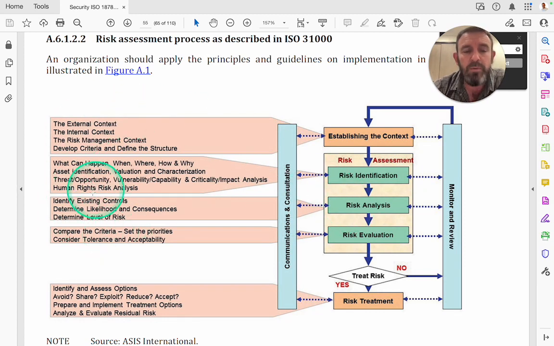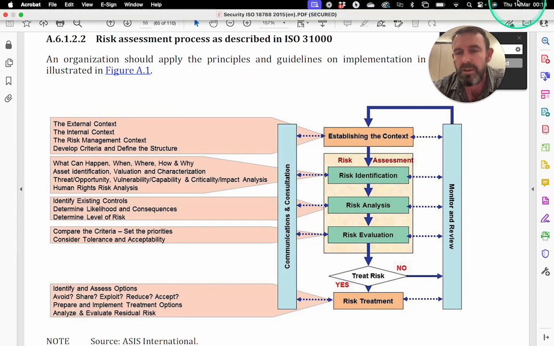Risk analysis: we're moving on to identify and determine the level of risk. Really important. Compare against the criteria. What is the risk criteria? So much in there to unpack. Avoid, share, exploit, prepare, and implement treatment options. What a fantastic standard.